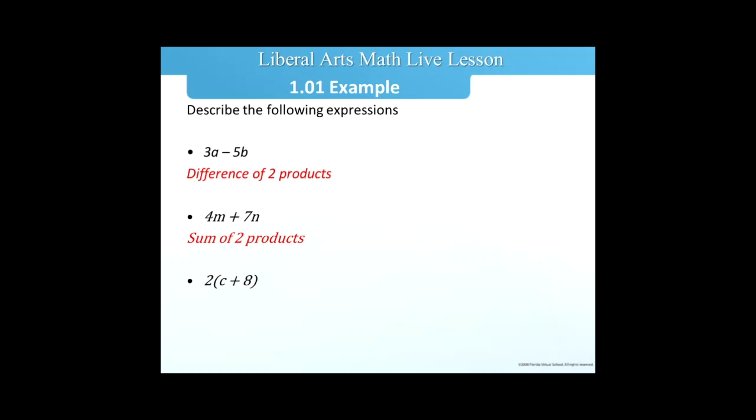The next one, we have 2 times C plus 8. That would be the product of a number and the sum. So with this problem here, it's a little different. This 2 is being multiplied by this entire sum. So that's why we have the product of a number and the sum.